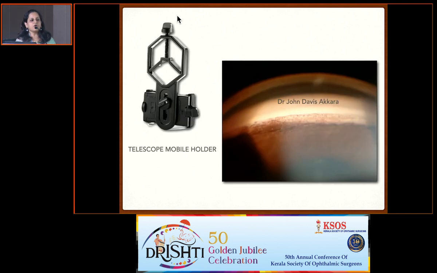Now, it's not always practical to have the slit lamp and imaging modules, which are all really expensive. So one of the examples is this telescopic mobile holder, which Dr. John Davis Akara, who is from Chaitanya Hospital and West End Hospital, has used to take lots of beautiful images using his mobile camera. This telescopic mobile holder is available on Amazon for less than 500 rupees. It can be attached to the Haag-Streit model or the Zeiss model slit lamp, and you can take beautiful photos of gonioscopy, I mean angles. And he has also demonstrated how to use it.